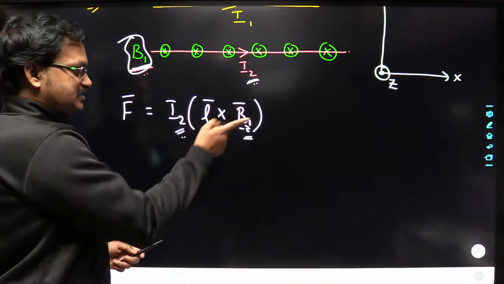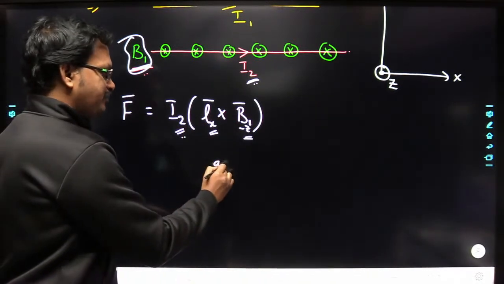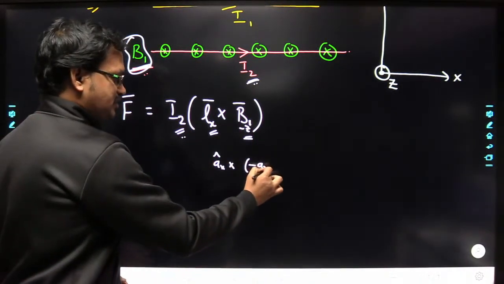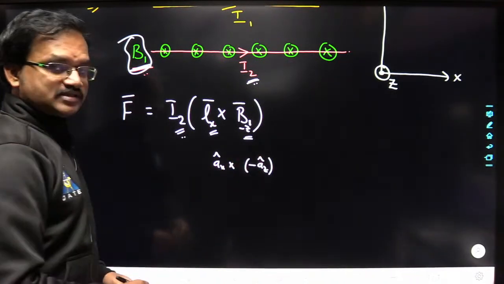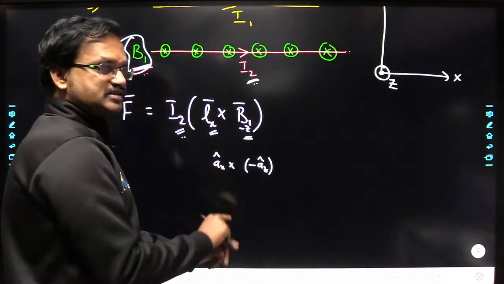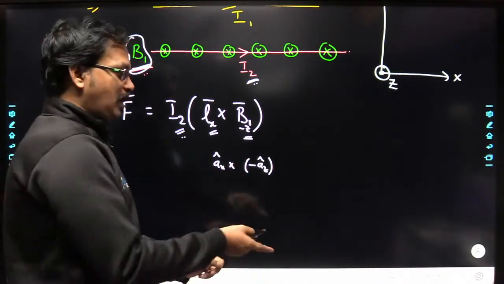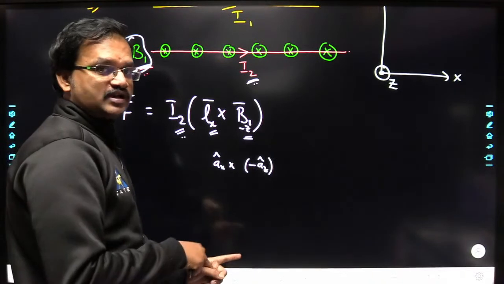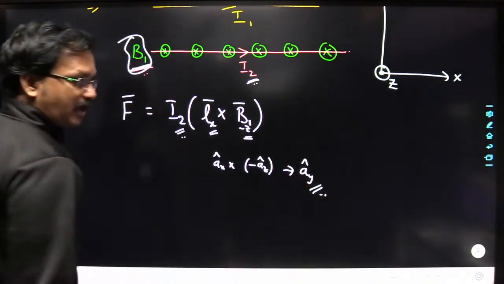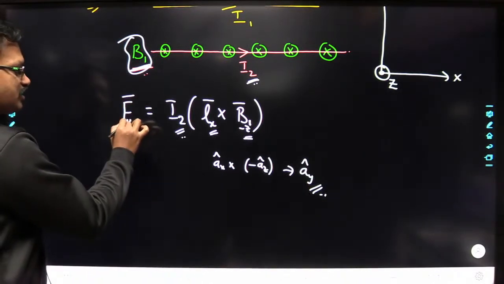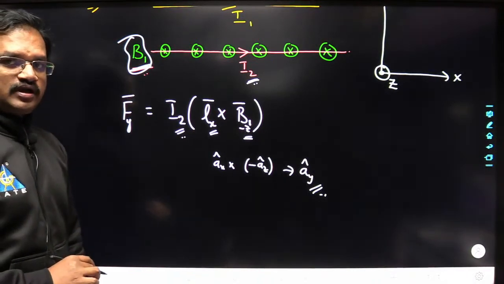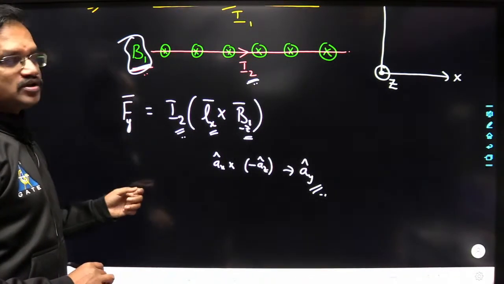See, this is in X direction, that is, let us take AX cap cross, and it is in negative Z direction, that is minus AZ cap. So AX cap cross minus AZ cap, what are you going to get? AX cap cross AZ cap will be minus AY cap, and here you have minus, minus into minus will become plus. So you are going to get AY cap. That means the force direction here will be in positive Y direction. Yes or no?